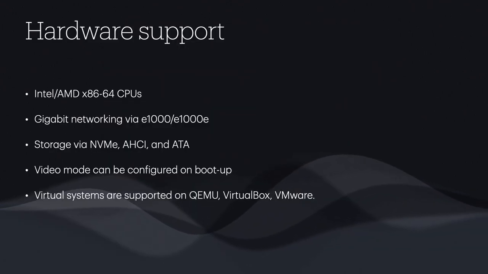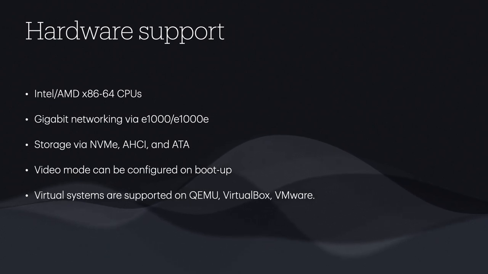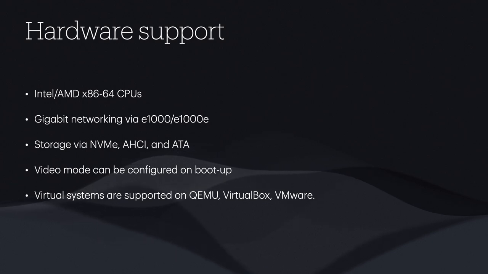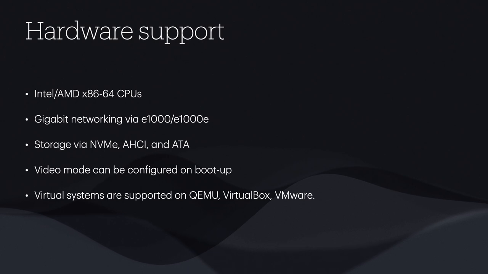For the hardware support, as mentioned earlier, we support any Intel or AMD 64-bit CPU. We do gigabit networking via the Intel E1000 or E1000E hardware. We also support storage via NVMe, SATA, which is AHCI, and the old style parallel ATA drives. The video mode can be configured on boot up. By default, it starts as 1024 by 768 with 32-bit mode. As well as physical systems, we also support virtual systems, QEMU, VirtualBox, and VMware.